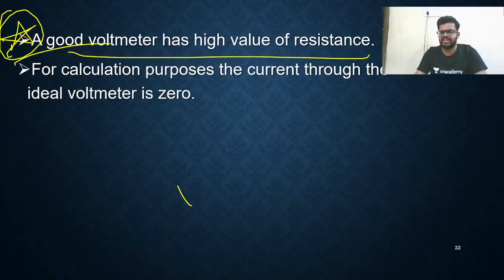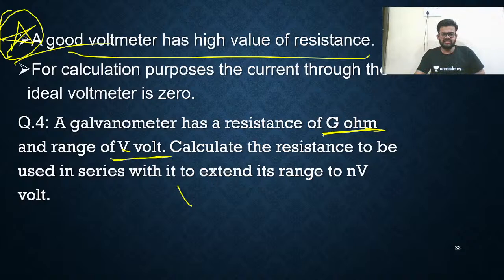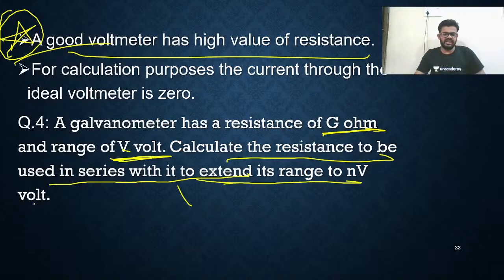A good voltmeter has high resistance. High resistance means low current will flow through it, right? Resistance is high, current will be less. Yes, question in front of you. A galvanometer has resistance of G, and the range is V volt. Calculate the resistance to be used in series to extend the range to NV.